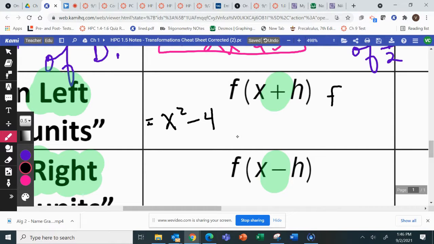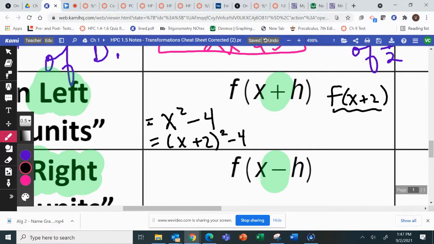I'm doing f of what? I'm going to do x. I'm either going to do plus or minus, your choice, and then a number, your choice. Plus 2. Okay, that's fine. So if we need to do f of x plus 2, in the equation, that means to replace x with parenthesis x plus 2. So my new equation is now going to look like parenthesis x plus 2 close parenthesis squared minus 4.